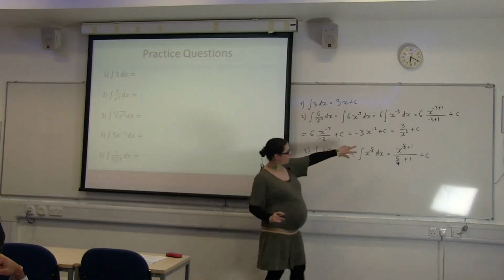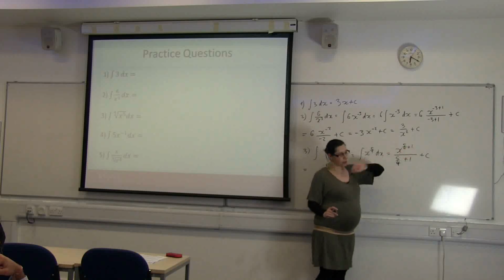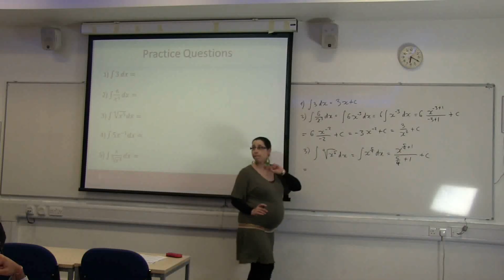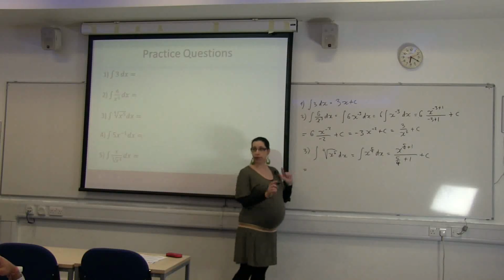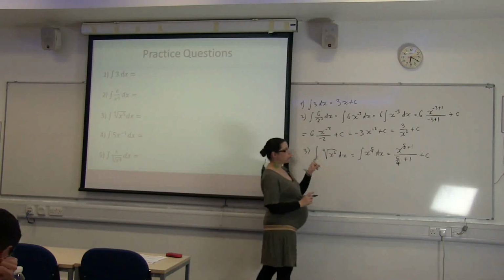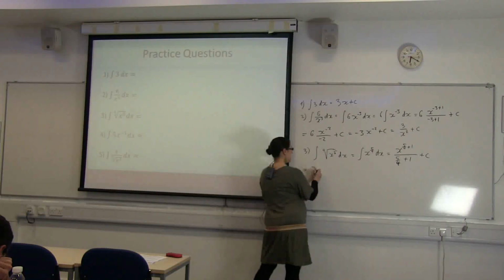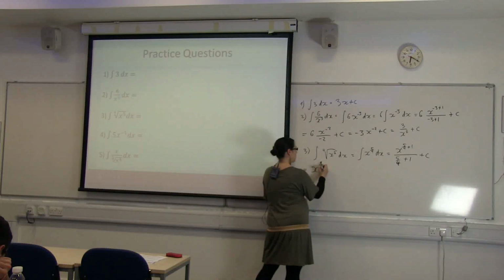So 5 over 4 plus 1, what is that going to be? 9 over 4, because 1 is 4 quarters, so you can rewrite that as 4 quarters, and 5 quarters add 4 quarters gives you 9 quarters. So x will be 9 quarters over 9 quarters.